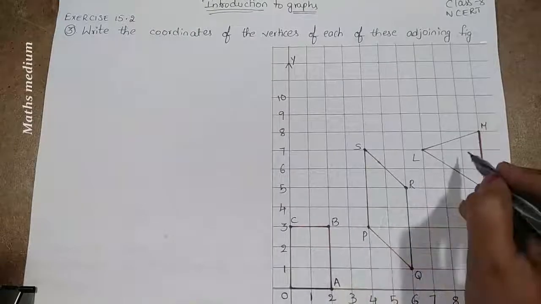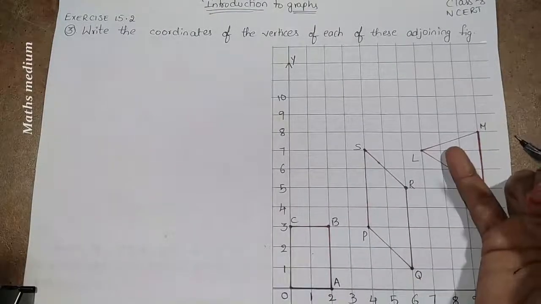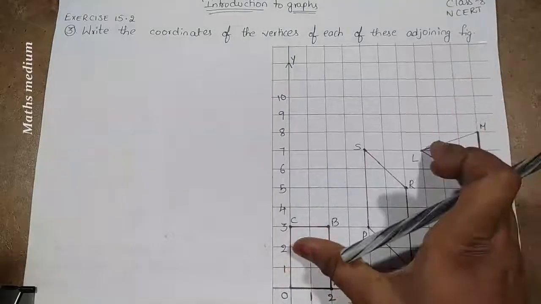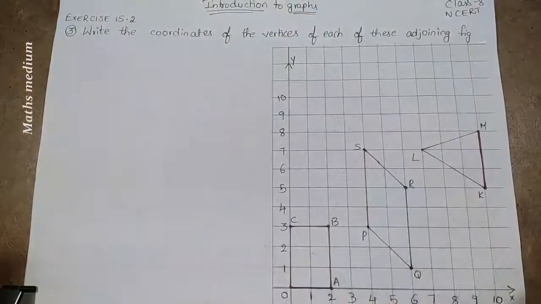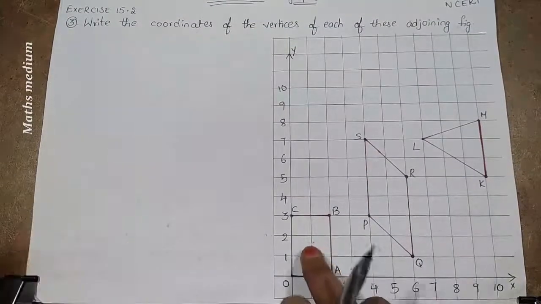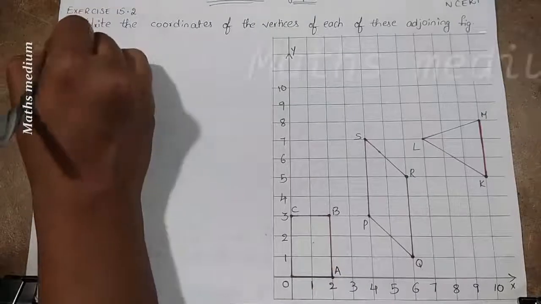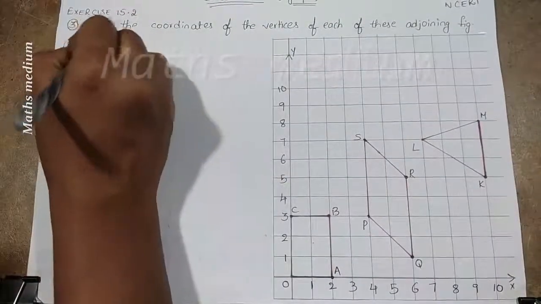So here we have three figures. This is a rectangle, this is a parallelogram, and this is a triangle. So according to those vertices, we have to represent the coordinates where they are intersecting. See, this is the full graph. So let's start writing the coordinates. So I am taking the first rectangle.